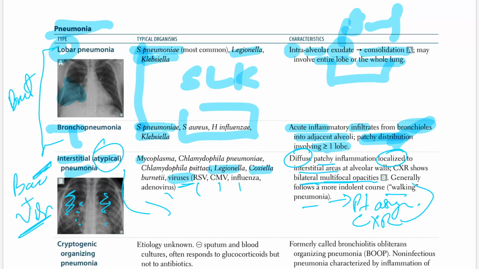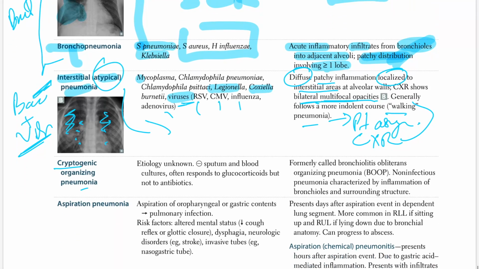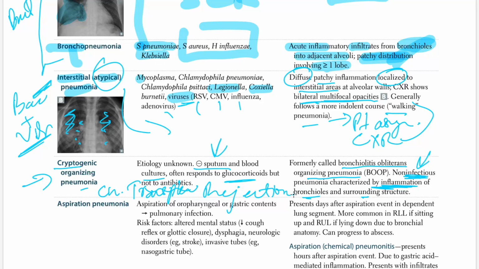Then you have cryptogenic pneumonia. What is cryptogenic pneumonia? Cryptogenic organizing pneumonia has unknown etiology, negative sputum and blood cultures, and often responds to glucocorticoids but not to antibiotics. Formerly called bronchiolitis obliterans organizing pneumonia, BOOP, it is a non-infectious pneumonia characterized by inflammation of the bronchioles and surrounding structures. So it is not due to any bacteria, virus, or any infectious etiology. So why do we have it in the first place? Why would we have inflammation? It is associated with chronic transplant rejection.